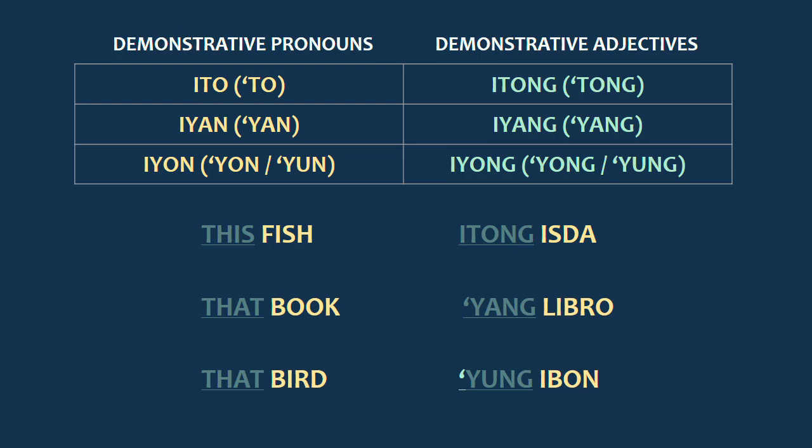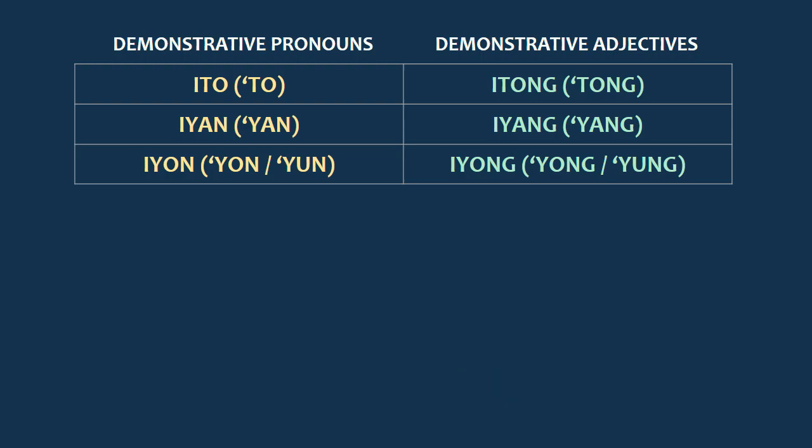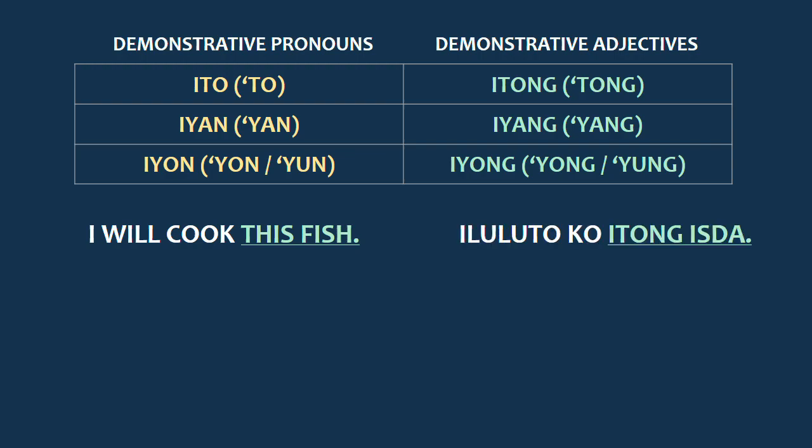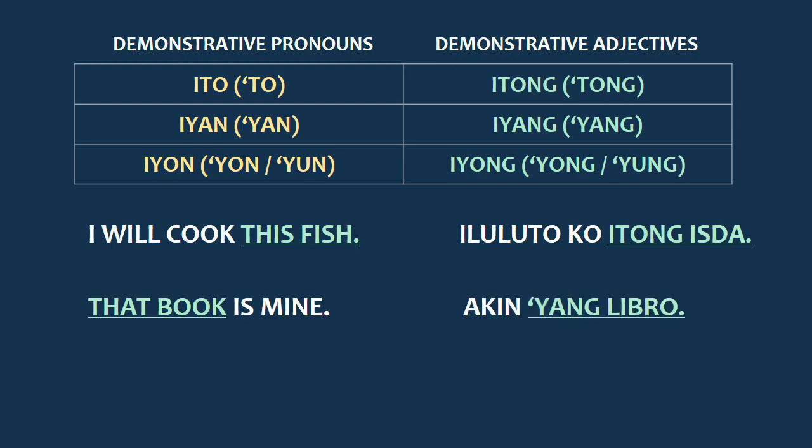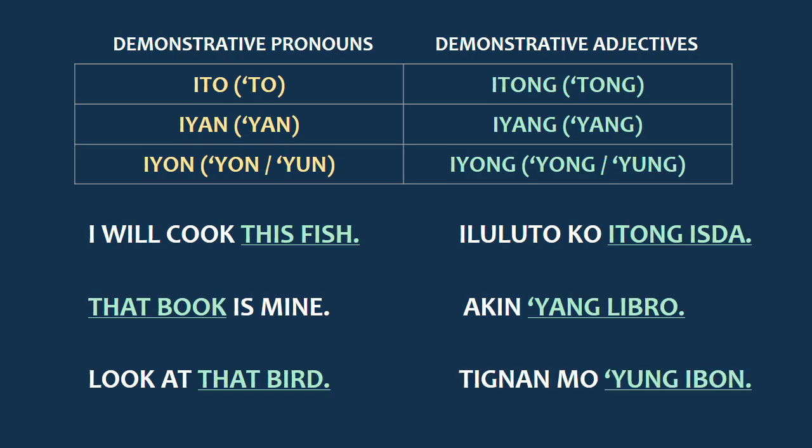Okay, let's try using them in sentences. I will cook this fish. Iluluto ko itong isda. That book is mine. Akin yang libro. Look at that bird. Tignan mo yung ibon.